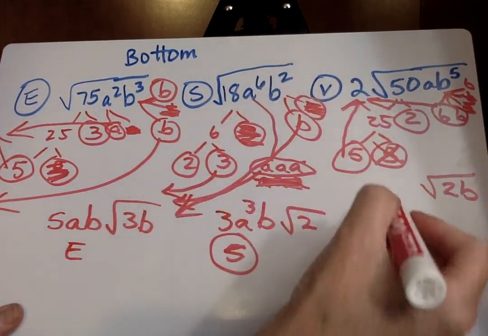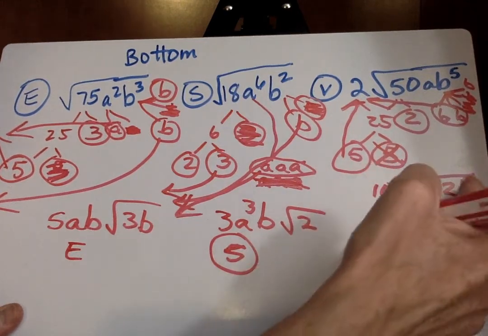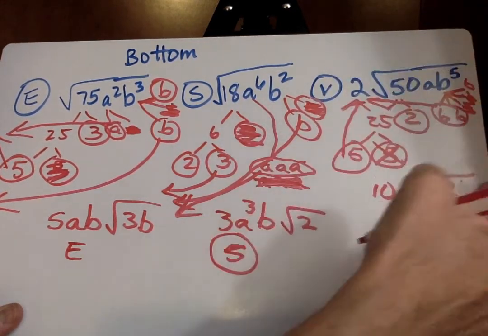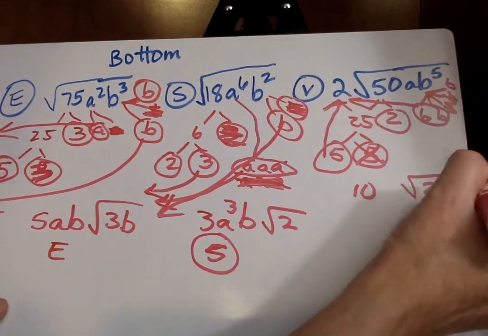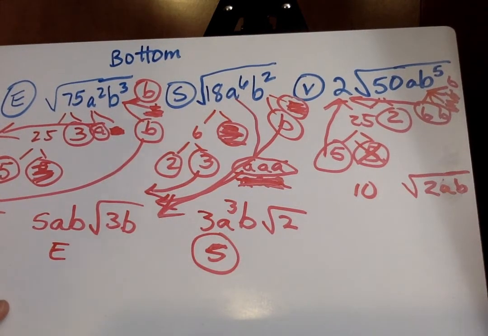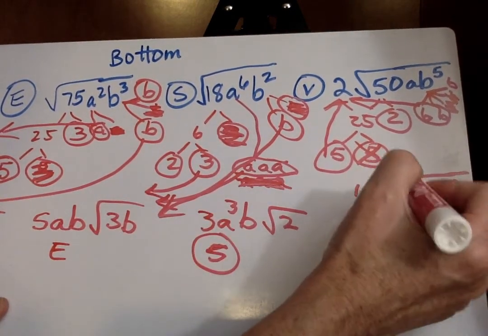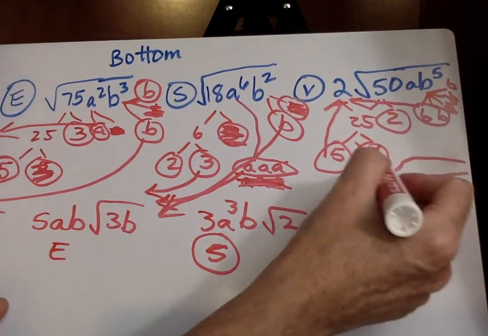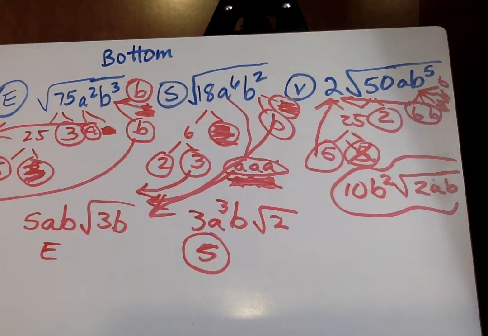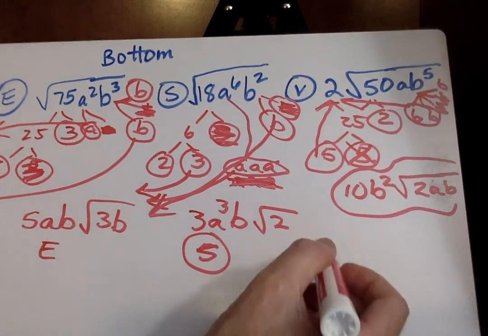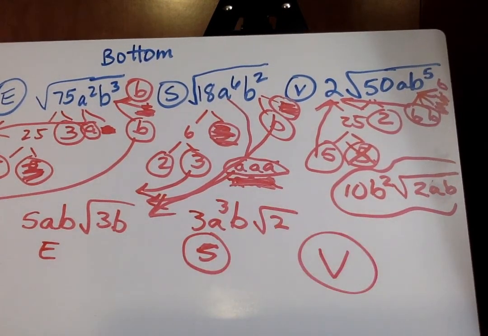5 times 2 is 10. Oh, there's also an A under here, right? An A, because no A's came out. And we have 10B squared, because 2 of the B's came out also. So it's 10B squared times 2AB. And we find that in our answer key. And it's the 5th one over, and we put our letter there, which is going to be V.